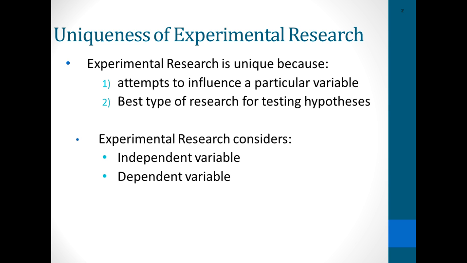Experimental research considers a few different things. First, experimental research looks at an independent variable, which is the treatment, and a dependent variable, which is the outcome. So this is how you can use experimental research to determine cause and effect relationships.